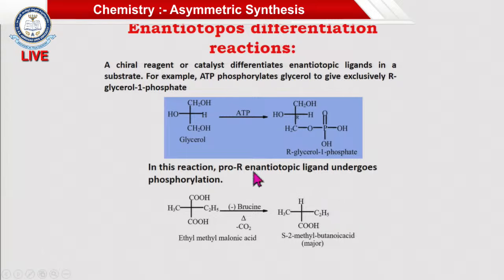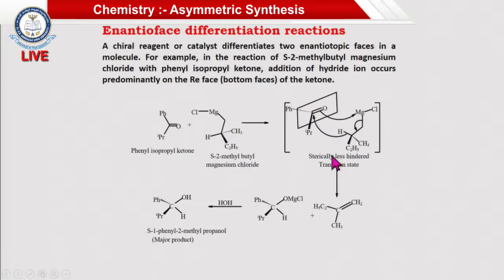Okay, so it is choosing only the S isomer, but the decarboxylation is not taking place in the R isomer. So this is selective towards its substrate. That means the reagents are selective towards their substrate. Yes, and it is going to form the exclusive product. The substrate you are taking is a racemate. Yes. Now the enantiofacial differentiation reactions.